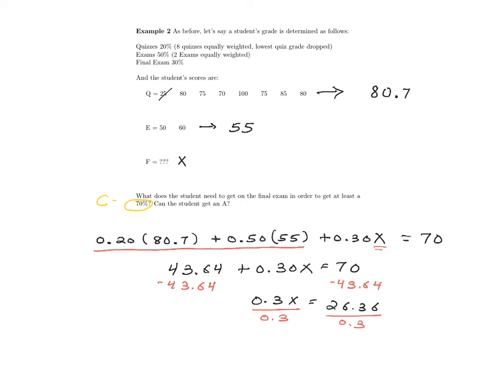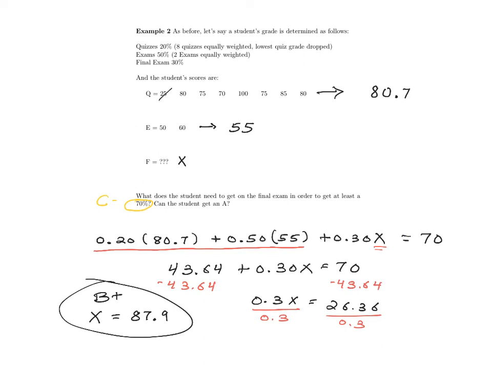Okay, so 26.36 divided by 0.3, and I'll write that off to the side here, but I solved for x, and I got 87.86 repeating. That's really about an 87.9 approximately. So that would be a B plus average on the final exam in order to get just at least the 70% in the class. So, that doesn't seem impossible.